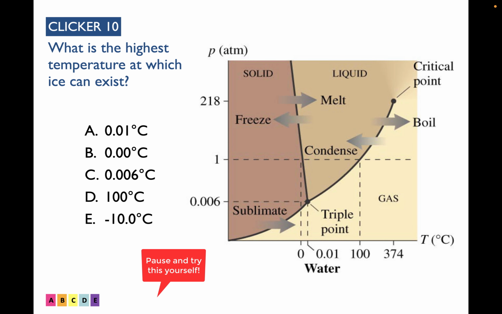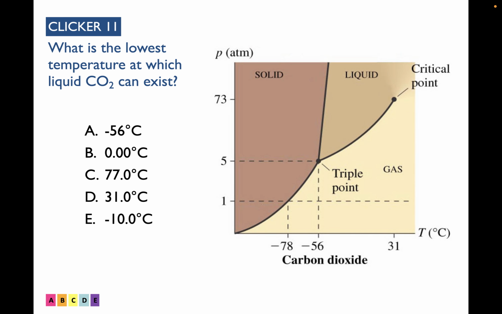So here's a question, and I want you to think about this and then vote. Okay, so the highest temperature at which ice can exist, well, you look for the maximum on the freezing point, and that would be at 0.01 Celsius. That's where the triple point is, so that's where you can have a solid, liquid, and a gas.